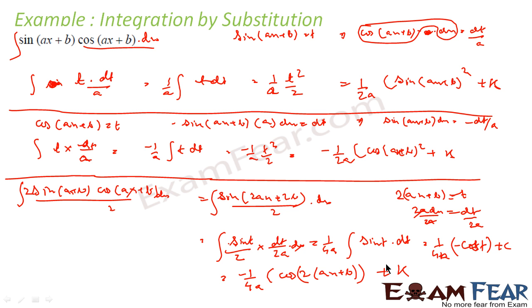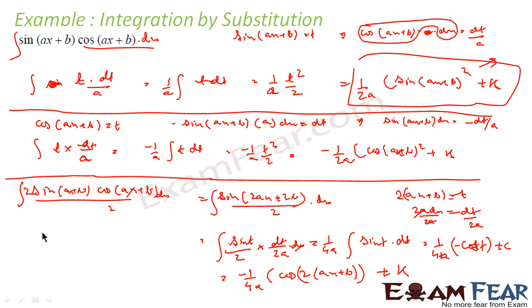So you must be wondering, we got 3 different answers, but actually all 3 are the same. If you see clearly, this is 1 by 2a into sin square ax plus b, and let me write everything in this fashion now. I'll just make it square now. This other one is nothing but minus 1 by 2a into cos square ax plus b.